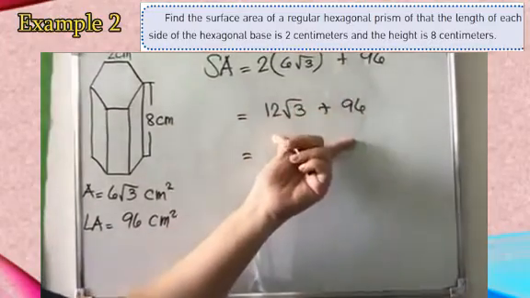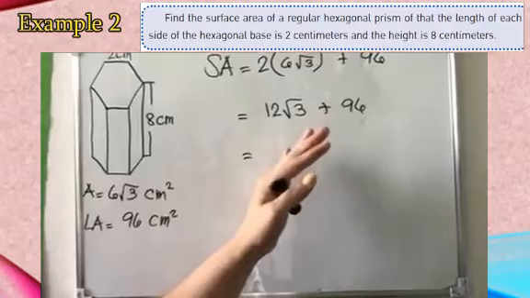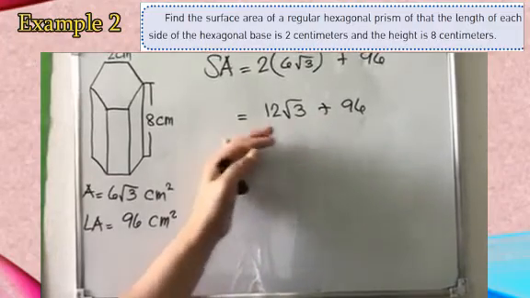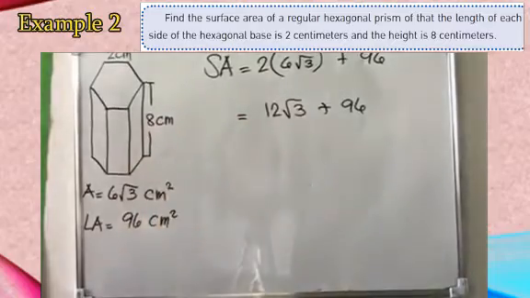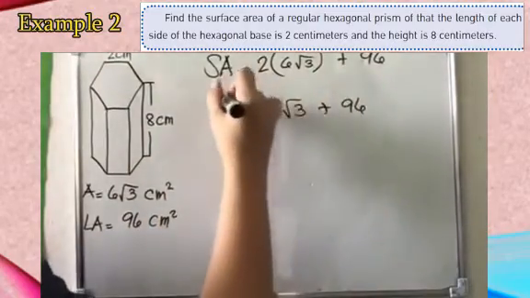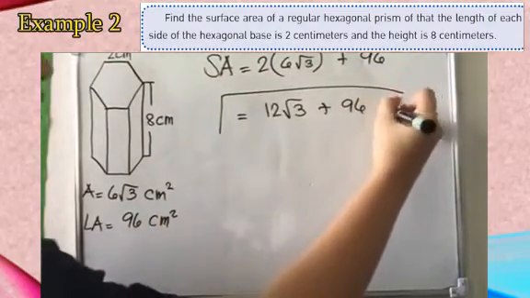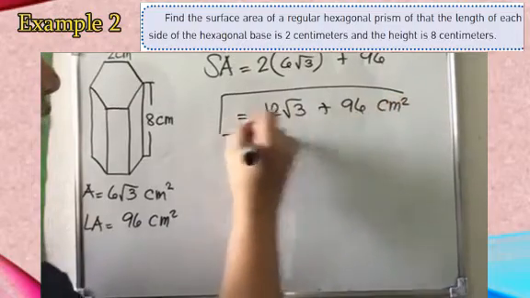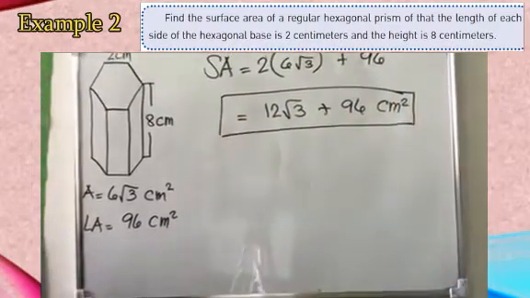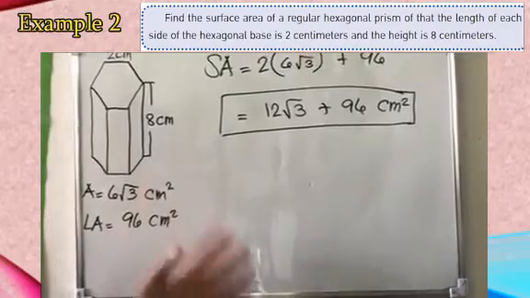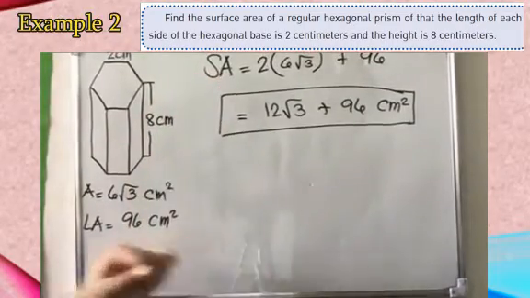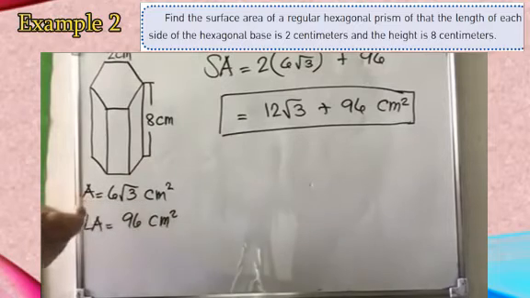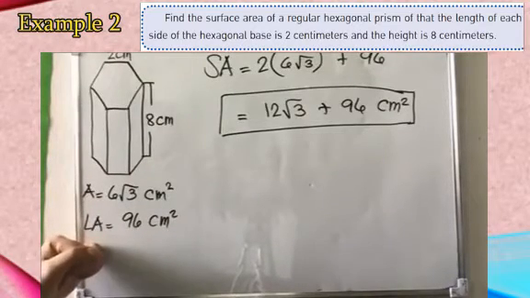So can we combine this one? No, because it's unlike terms. So therefore this is our final answer, in centimeter squared. Alright, so simple as that. Finding the surface area: look for the area of the base and the lateral area.